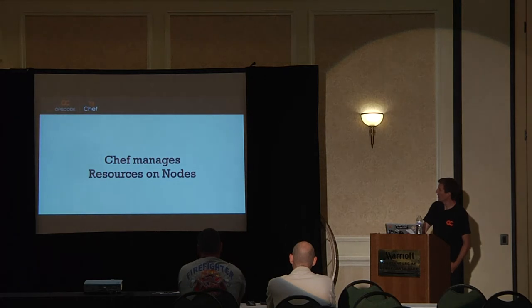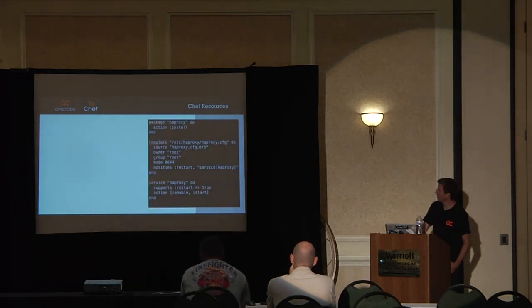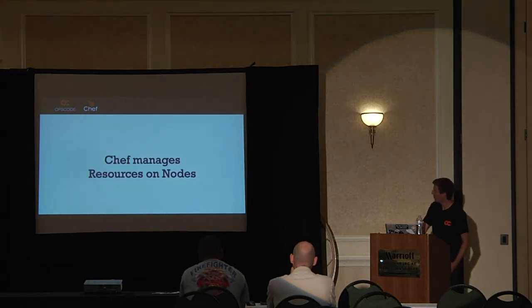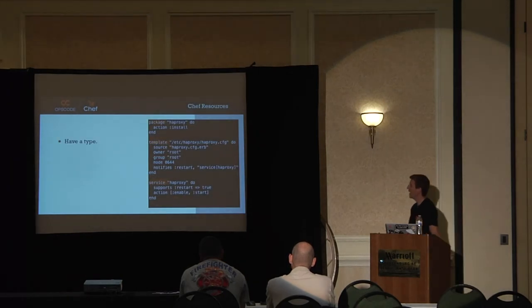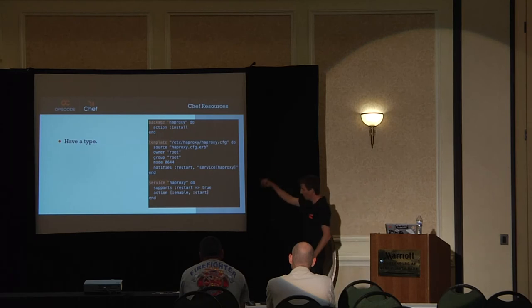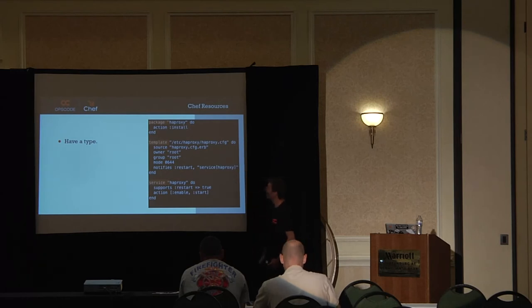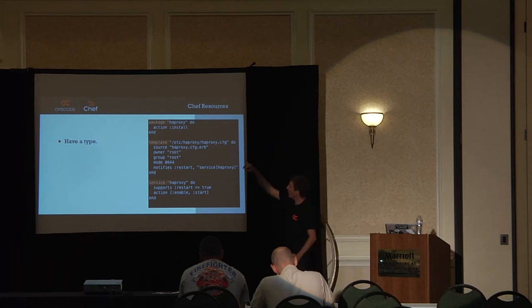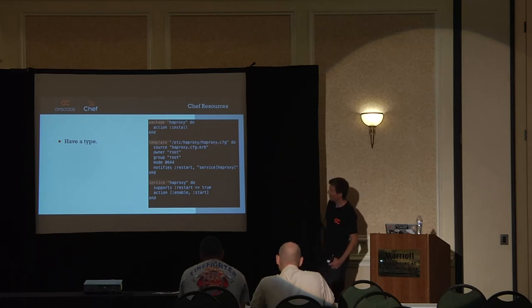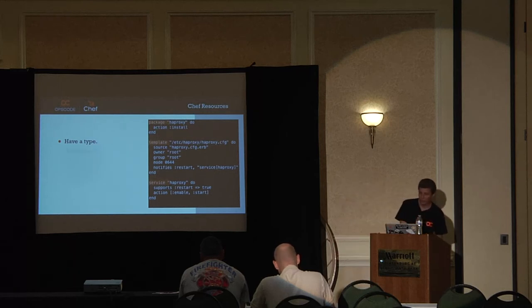So first thing, Chef manages resources on nodes. All resources have a type. And you can see we highlighted a couple different resources here. We've got a package resource, a template resource, and a service resource. And what we're doing in this little set of three resources is installing and configuring HAProxy. So you can see at the top, we install the package, template, and service, and dive into more of this.